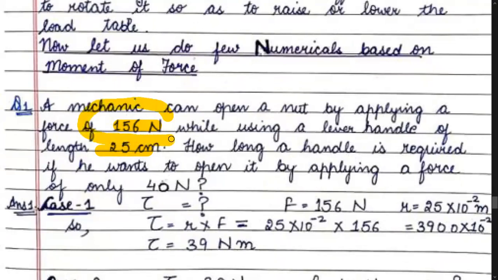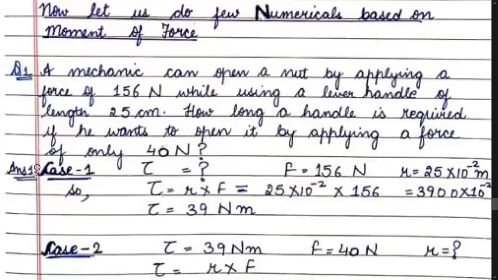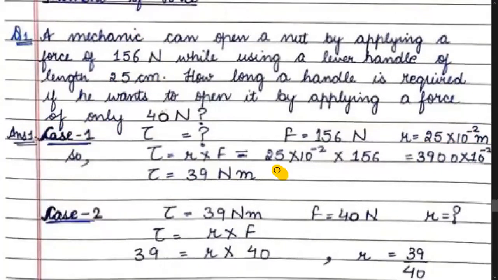The mechanic is using a force of 156 Newton at a distance of 25 centimeter. Let's find the value of torque. In the first case we'll use the first two values to find the torque. Pay attention, children. 25 centimeter needs to be converted into meter. That means either you can say 0.25 meter or 25 multiplied by 10 raised to power minus 2 meter. Then multiply R and F. Your answer comes out to be 3900 multiplied by 10 raised to power minus 2, which is basically 39 Newton meter. Now we know that the torque required to open a nut is 39.